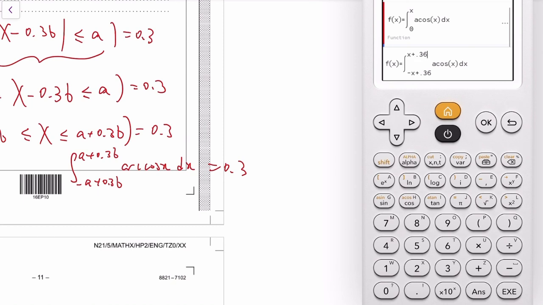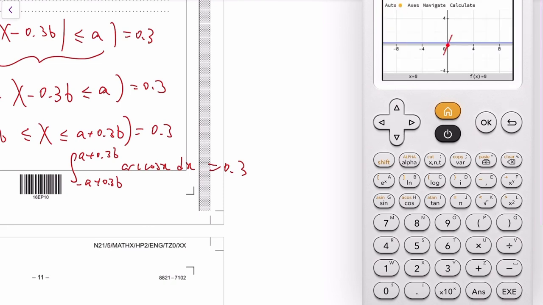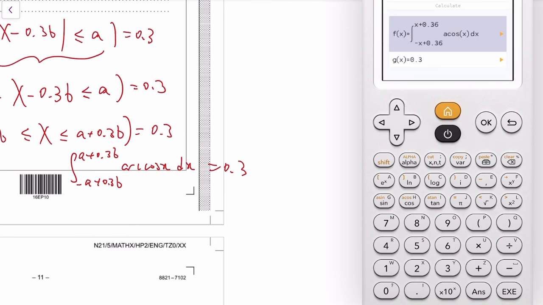It seems that in the new syllabus, they like this kind of calculator trick more than before. This kind of stuff happened in the old syllabus as well, but not this often.